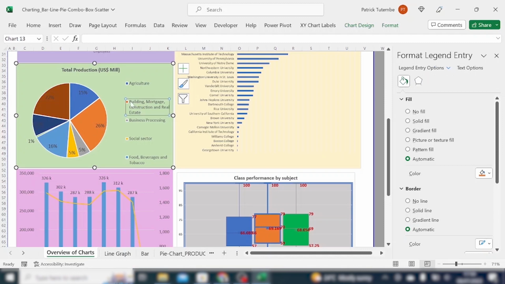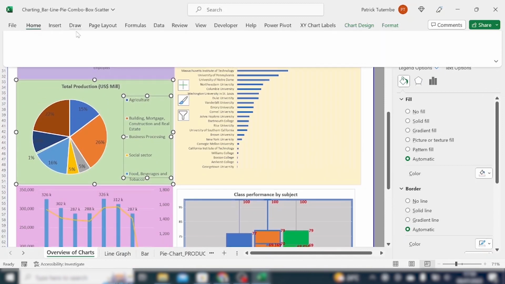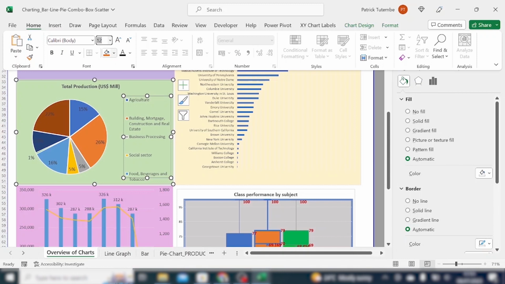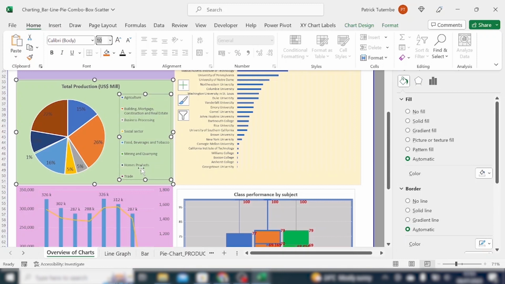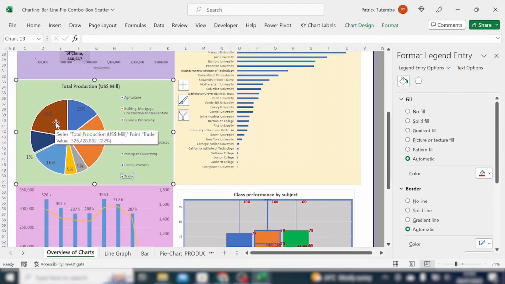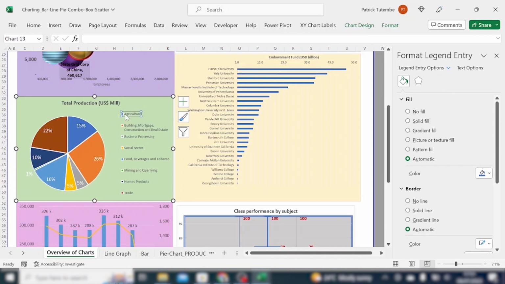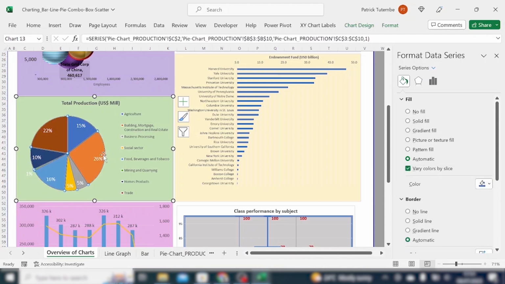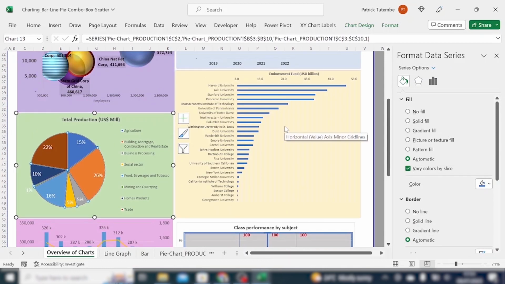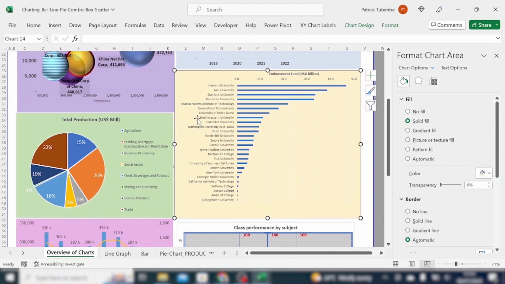And then we have food and beverages. Let's be able to compress it and see what it's telling us. So we have trade taking 22%. Home products taking 10%. Then we have agriculture taking 15%. Then building and mortgages taking 26%. So basically, a pie chart shows the different proportions of the respective categories that are represented within the chart.